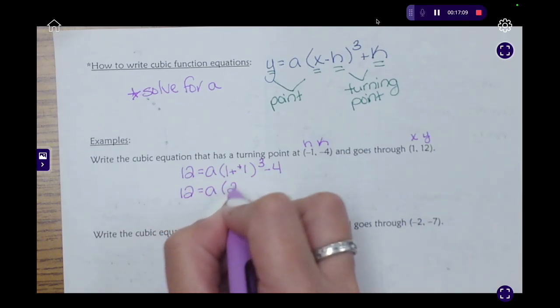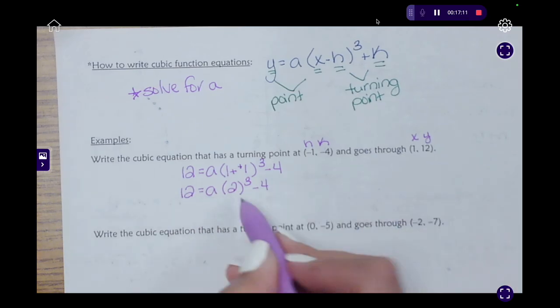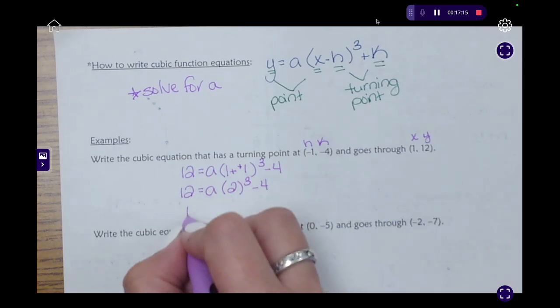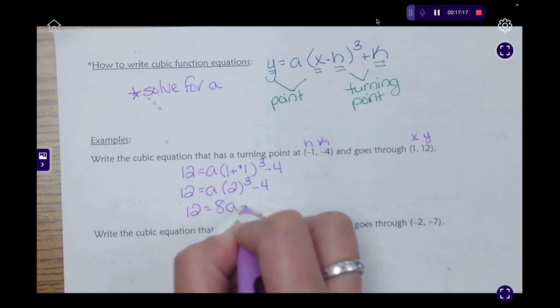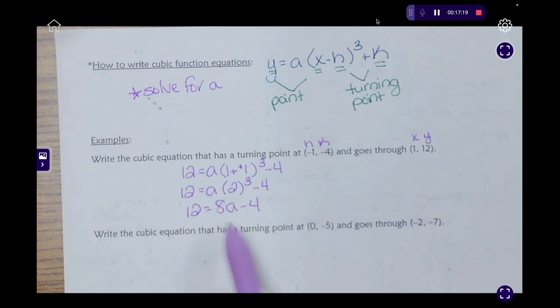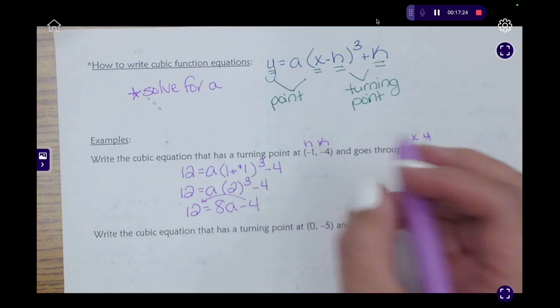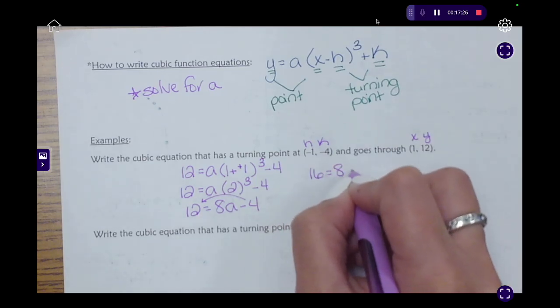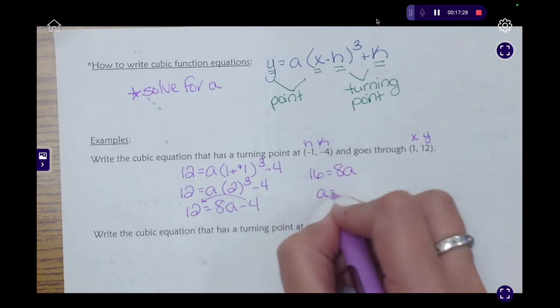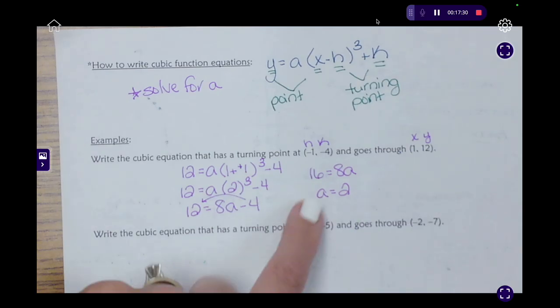So that gives you 2 on the inside. And then 2 to the third, remember that means 2 times 2 times 2 is going to give you 8. So now I'm left with just a regular 2-step equation to solve. I'm going to add 4 over there, which gives me 16, and then divide by 8, so your a value is 2. So that's my a value.